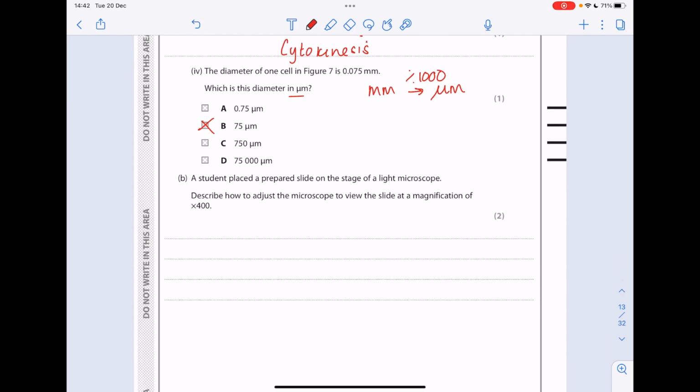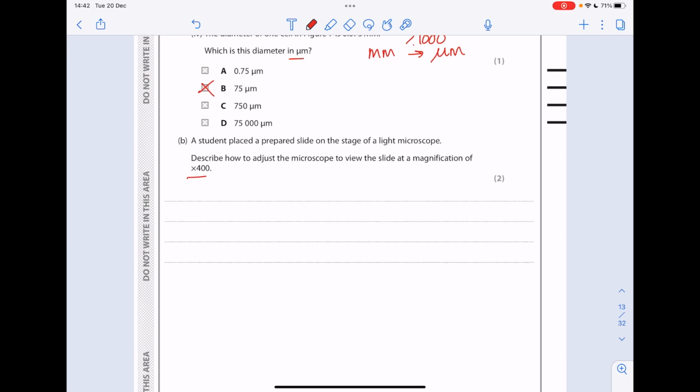A student placed a prepared slide on the stage of a light microscope. Describe how to adjust the microscope to view the slide at a magnification of times 400. The first thing you want to do is use the times 40 objective lens. And then use the focusing wheel to get up to times 400.